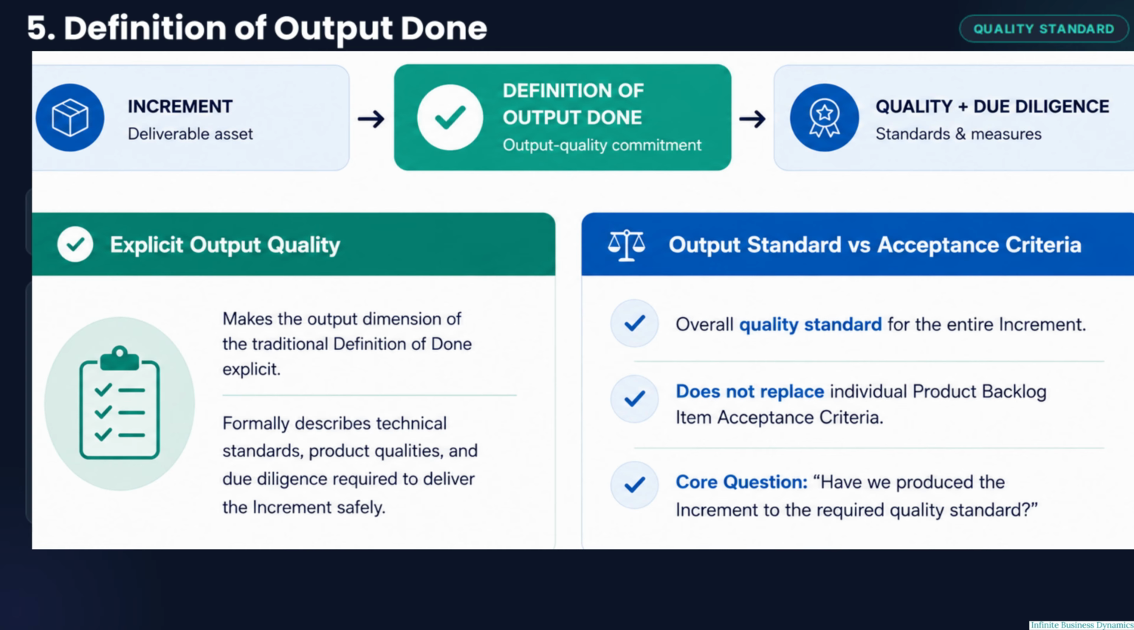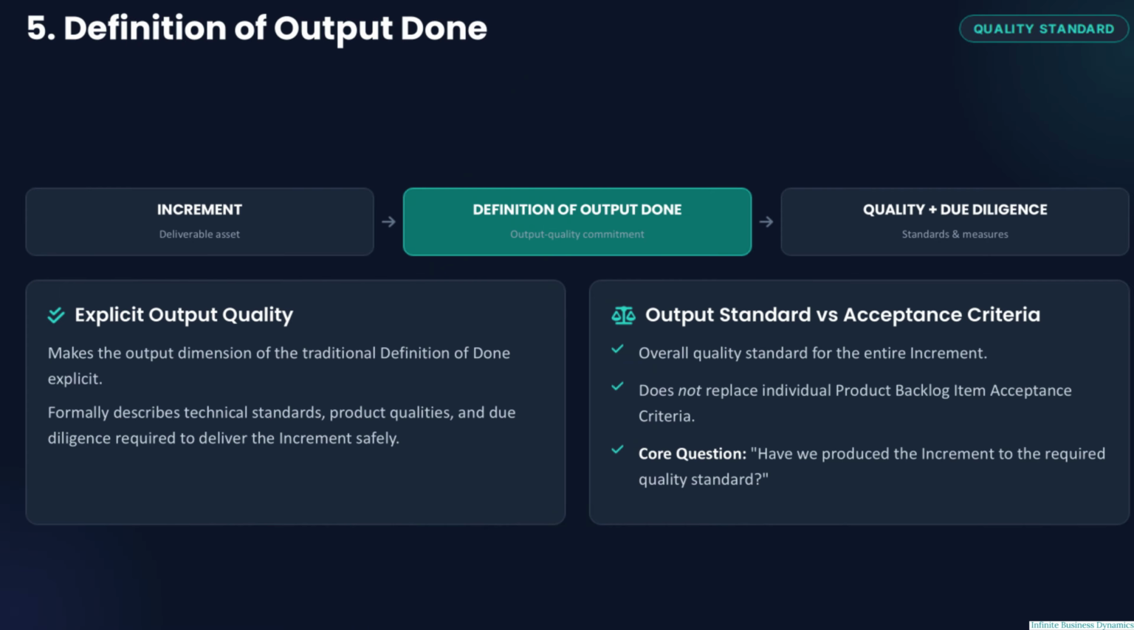and appropriately. This creates an important distinction between the overall quality standard for the increment and the acceptance criteria of individual product backlog items. The definition of output done applies across the increment. It does not replace the specific acceptance criteria for individual items. So the central question becomes, have we produced the increment to the required quality standard? With output quality now established, we can move further along the learning thread, from simply producing an output toward understanding whether that output actually creates an outcome and value.